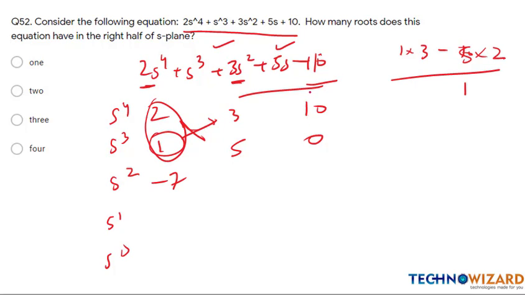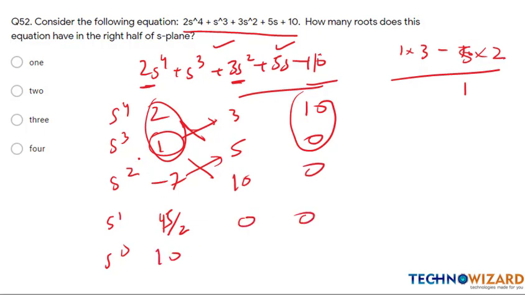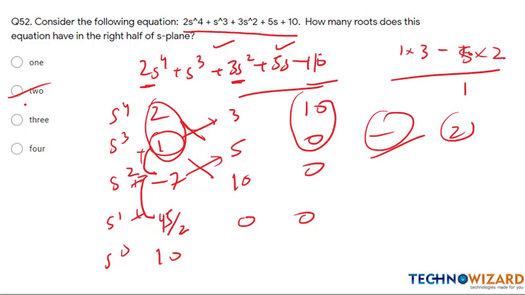Similarly, now you will consider the next two. 1 into 10 is 10, minus 2 into 0, divided by 1, is 10, simply. Now the column becomes 2, 1, minus 7, 10, and you will see here that two sign changes occur: plus 1 to minus 7, and then again minus 7 to plus 10. When there are two sign changes, there will be two poles which lie in the right half of the s plane. Therefore, option B is the correct answer.